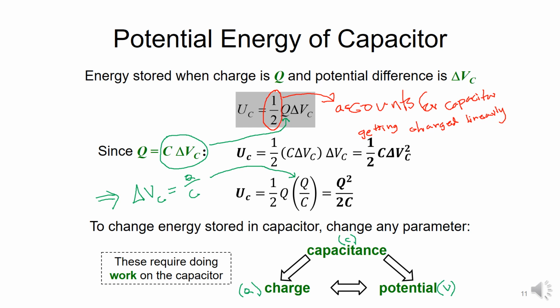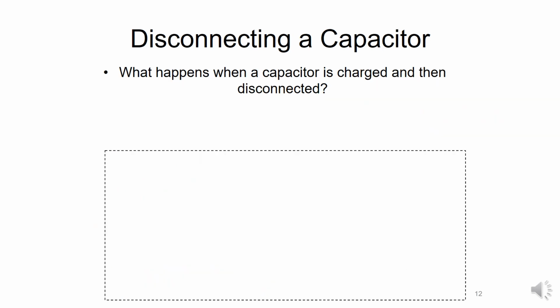Okay, so these factors change the energy stored in a capacitor, which automatically means that if you want to change these properties of a capacitor, the capacitance or the charge or the potential, you have to do work on the capacitor. Using the concept from the previous slide, let's look at what happens when we disconnect a capacitor. We'll see some examples soon.